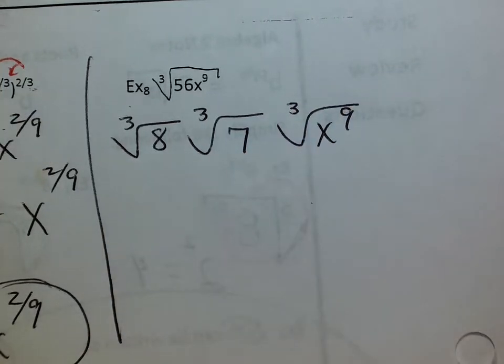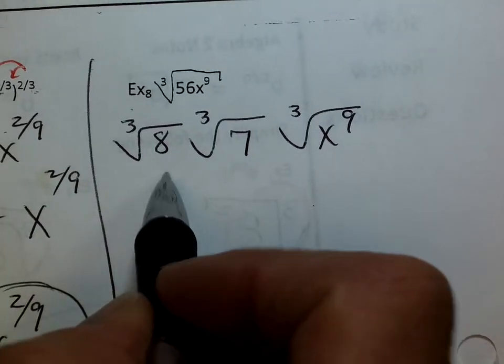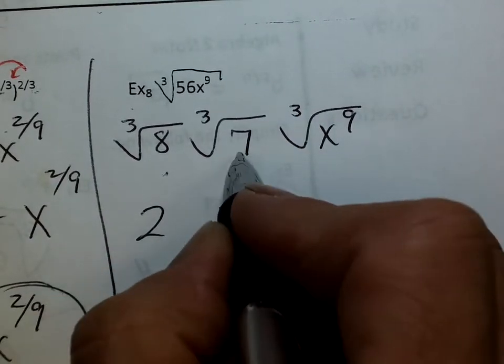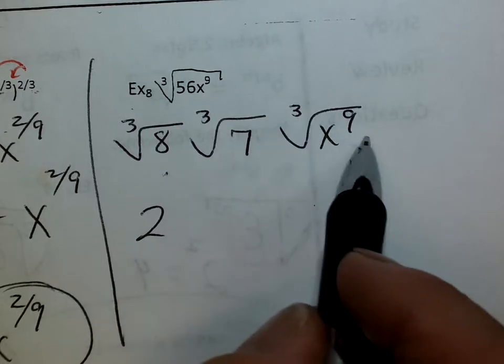How am I doing? I know what the cube root of 8 is. We all do. What's the cube root of 8? 2. Everybody agree? Cube root of 8 is 2. There's not a cube root of 7. It's just an ugly decimal number. But what are you going to do here? What do you think you're going to do here?